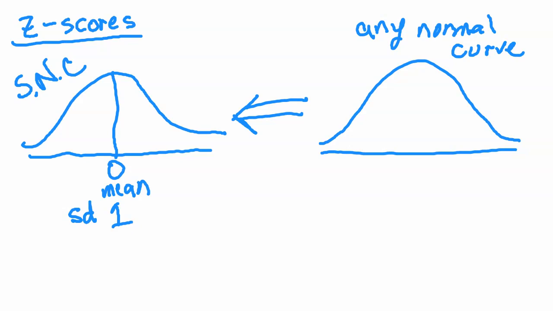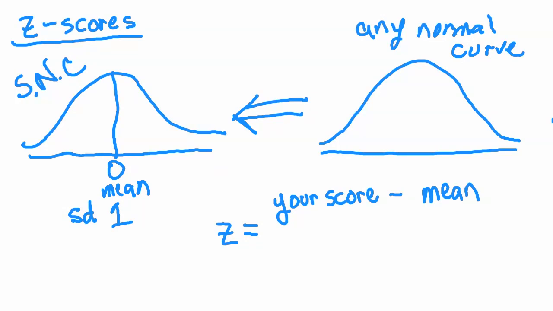So let me give you the formula for this. The z-score is equal to your score, or any score you want to translate, minus the mean, divided by the standard deviation. So that's the formula that we use for the z-score. You take the score that you want to translate back to the standard normal curve, subtract the mean of your test or whatever you're going to talk about, and then divide it by its standard deviation. Okay, so let's do an example.